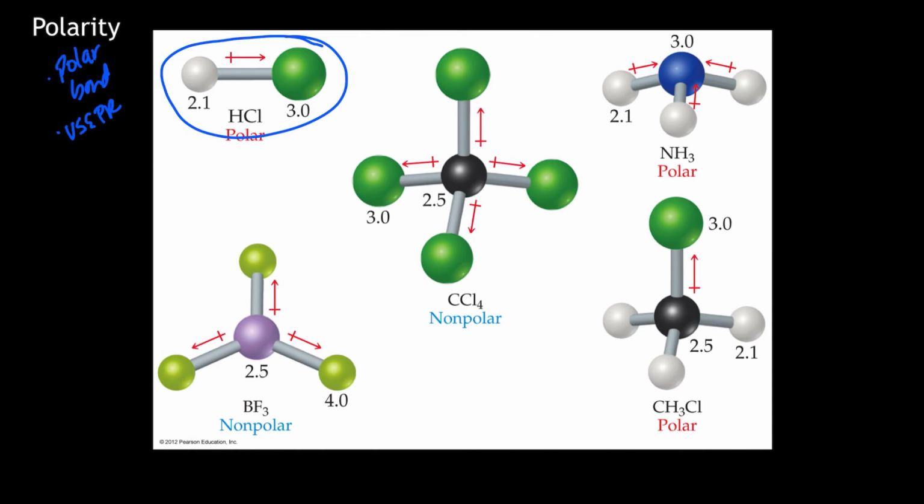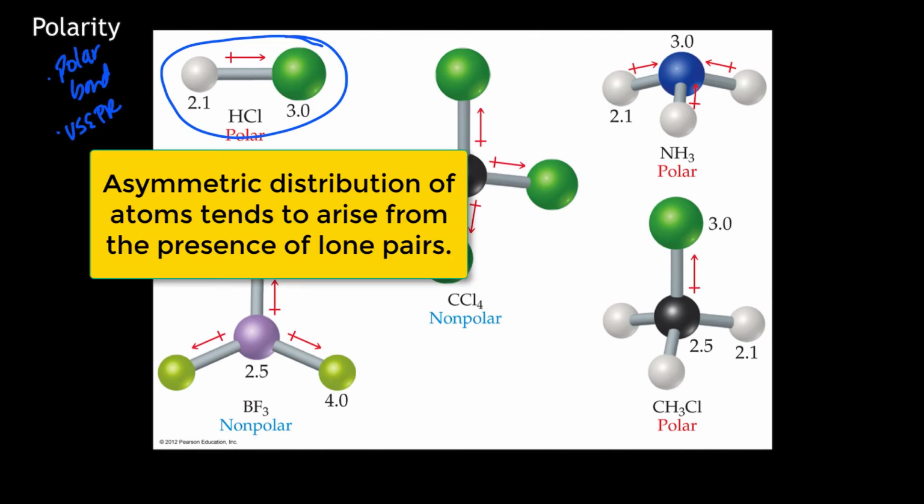2, the atoms must be asymmetrically distributed about the central atom. Okay, so 1, it must have polar bonds. 2, the atoms must be asymmetrically distributed about the central atom, okay?